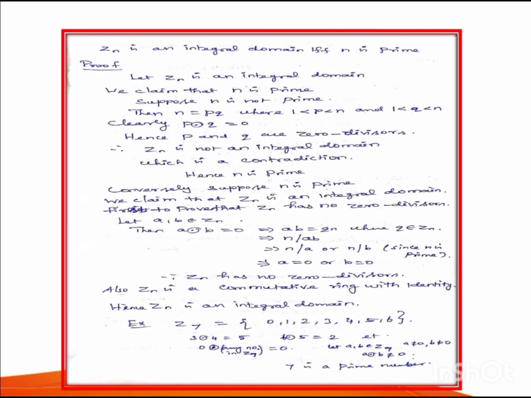So any two non-zero values in Z7, the product of non-zero values, the answer is non-zero. So this is without zero divisor, and 1 belongs to Zn. For A, B, that means 3, 4 belong to Z7, the 3 ∘ 4 value and 4 ∘ 3 value are the same, so commutative is satisfied. So Z7, with 7 a prime number, is an integral domain. So this is an example of the above theorem.